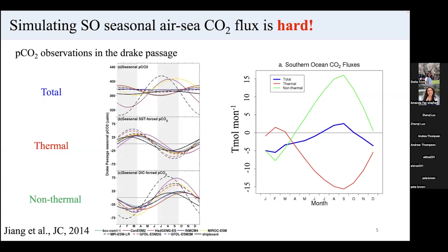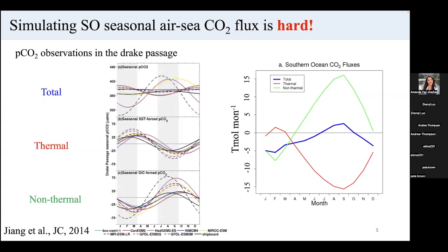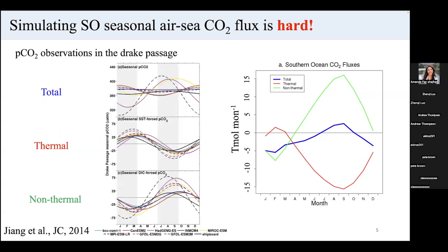The left figure comes from Lovenduski et al. 2014, and shows the decomposition of pCO2 changes observed in the Drake Passage and using a series of CMIP5 models. I just want to note that the figure here shows the pCO2 rather than the flux. You can see the thermal component is relatively consistent between different models, while the non-thermal component has a way larger spread in models. So this suggests we probably still lack a good understanding of the biological activities and the vertical mixing that drive the pCO2 change and the corresponding air-sea carbon flux.